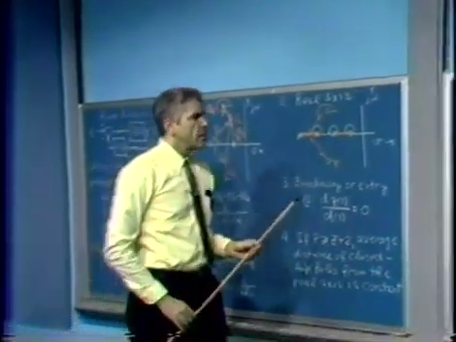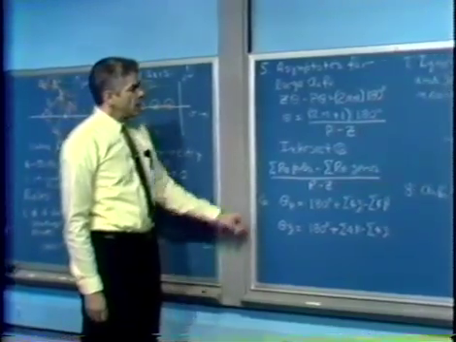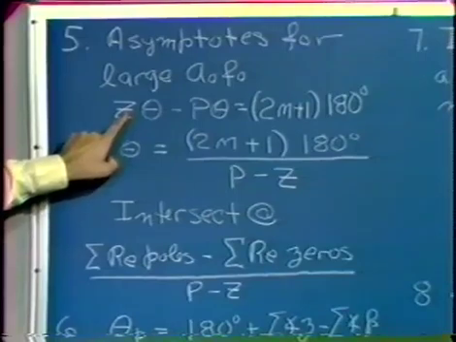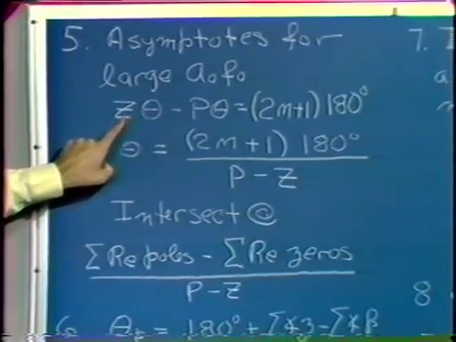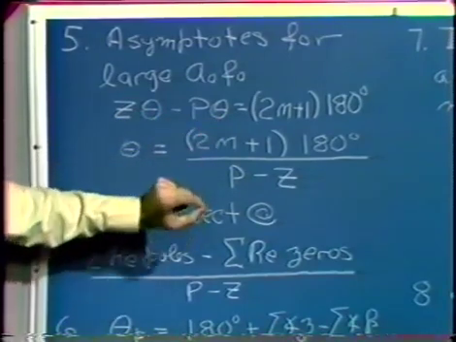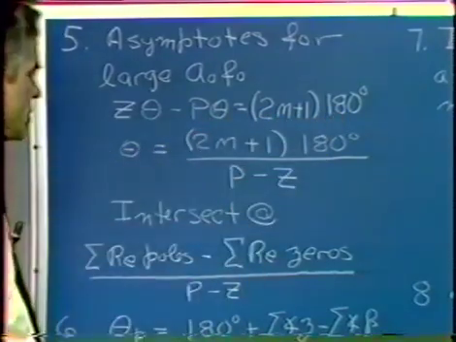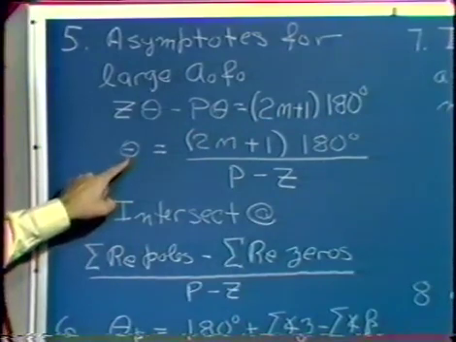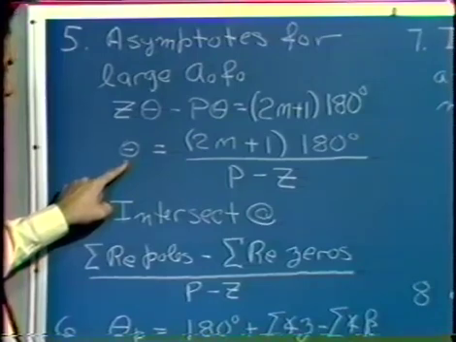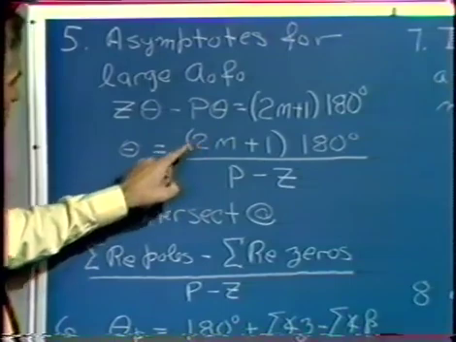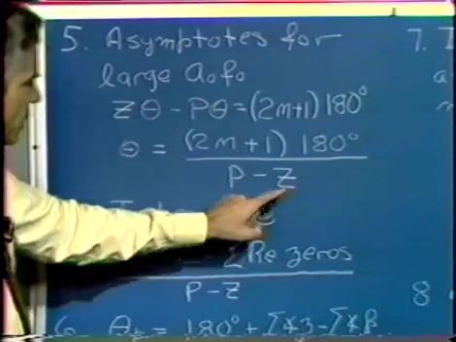And consequently, the angle of g of s, evaluated at a point far from the origin, must satisfy the conditions such that z times theta, theta is the angle of course, z is the number of zeros, minus p times theta, p is the number of poles, must equal an odd multiple of 180 degrees. We can solve that equation to determine theta, and that gives us the asymptotic behavior of the branches far from the origin. If we did that, we'd get that theta has to be equal to an odd multiple of 180 degrees, actually over z minus p.